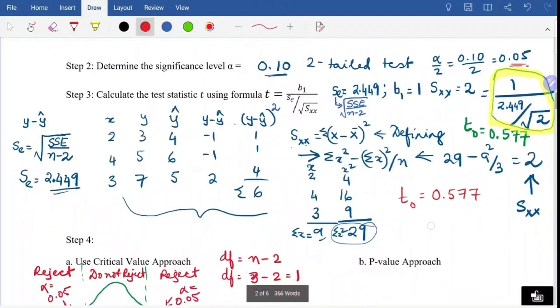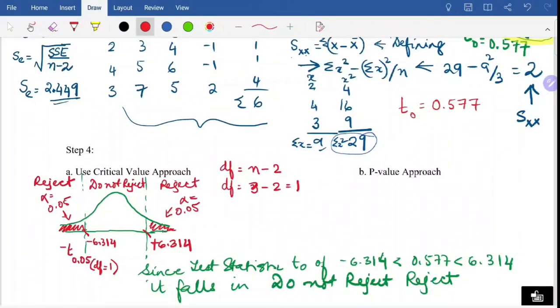Now I'm going to just use the critical value approach here and leave the p-value approach for you to work on. But for the p-value approach, remember, you just have to find the area corresponding to the test statistic value of 0.577, and you have to double it because it's a two-tailed test. All right, but let's go through the critical value approach first.